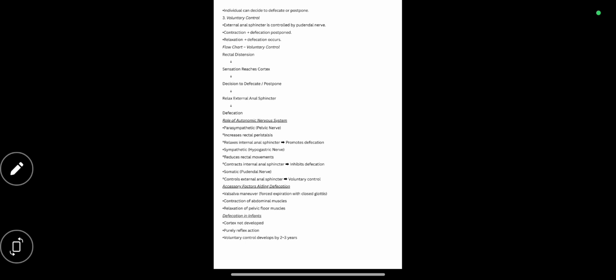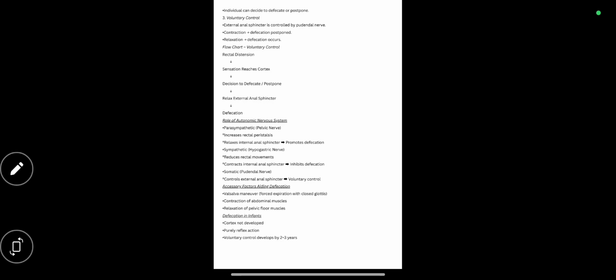Parasympathetic will increase the rectal peristalsis, then promote defecation, whereas sympathetic will reduce the rectal movement and it inhibits the defecation, whereas somatic controls the external anal sphincter and makes it voluntary when it is necessary.